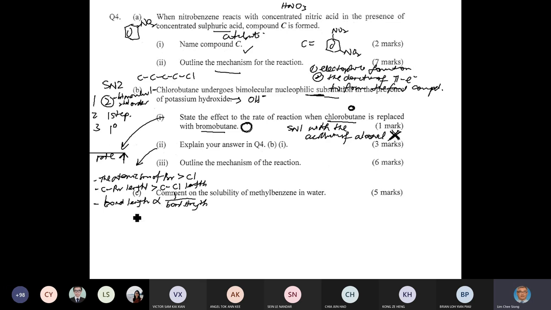I summarize for you, but during the exam, don't do this, you have to give it in full sentences. As a result, the C to Br bond is considered weaker in bond strength. As a result, it is easier to be substituted. So this is how we explain based on the comparison between two different halide atoms.